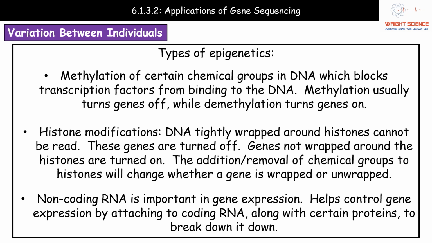The third one is the non-coding RNA. Now, this non-coding RNA is all to do with helping control the gene expression by attaching to the coding RNA along with certain proteins to break it down. So what we do have here are 3 different ways that we can basically alter the expression of genes.